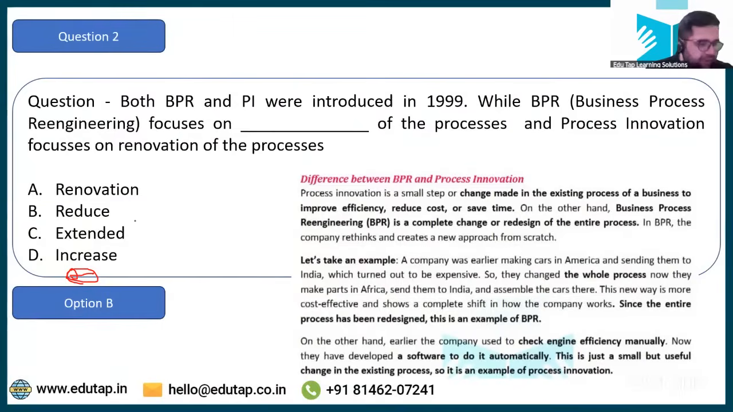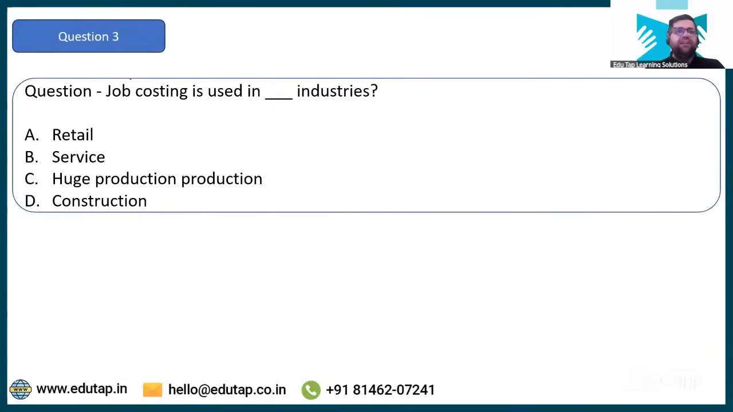Okay, if you can write the exact question, that will be very, very good. But I am not sure what question number 2 was, so I'm not able to give the right answer for question number 2. As per us, amend was not there, but as per all of you, amend was there. Right. So let's move to question number 3.